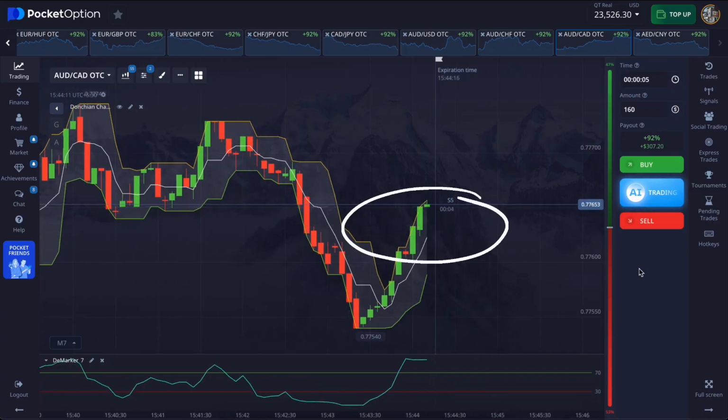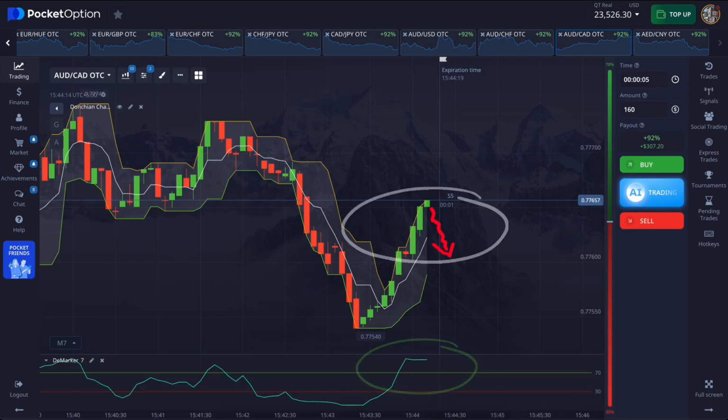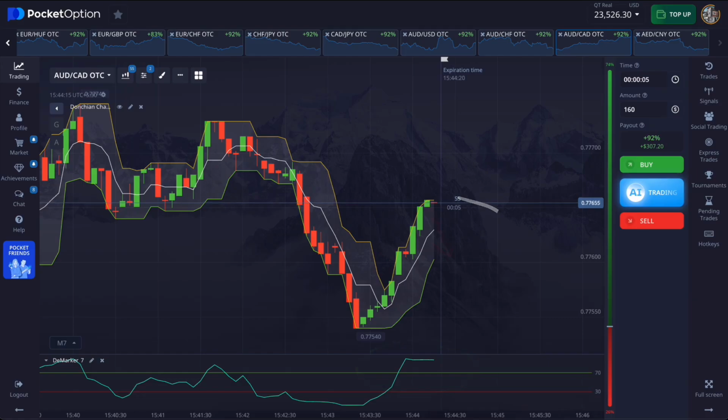So here also the market is moving on the upper line. So when it starts moving in the downward direction by forming a red candle, then we will think about placing an entry, and at the same time the MA line of the DeMarker is also moving above the green line. So we will wait until we get a signal in the downward direction from the DeMarker.